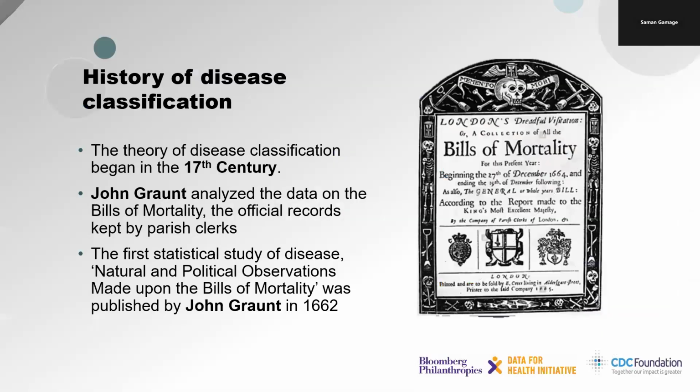Let's discuss some of the historical aspects of ICD. The theory of disease classification began in the 17th century when John Graunt analyzed the data on the bills of mortality, the official records kept by parish clerks. The first statistical study of disease, Natural and Political Observations Made Upon the Bills of Mortality, was published by John Graunt in 1662 in London.